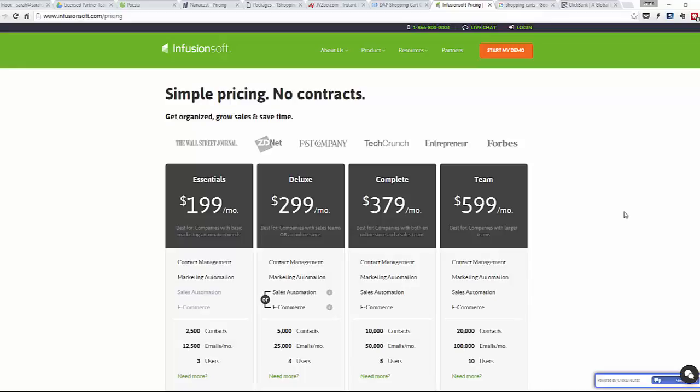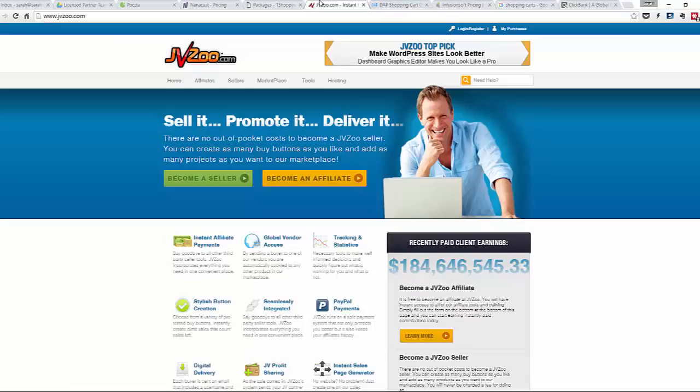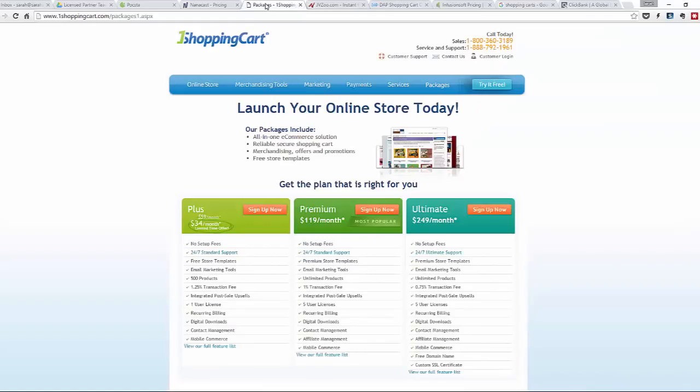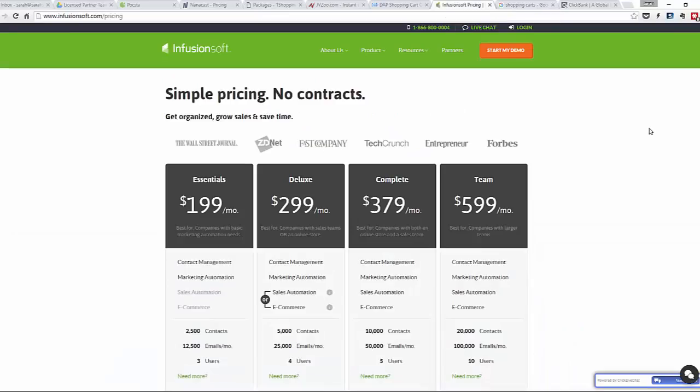But that's Infusionsoft, and I hope that's been useful. I hope I haven't confused you too much. I think really the bottom line is, if you're just starting out, use JVZoo. If you've had 1 or 2 sales and you've got a small amount of products, maybe use one shopping cart. If the sales are starting to come in and your business is starting to pick up, switch to Infusionsoft.